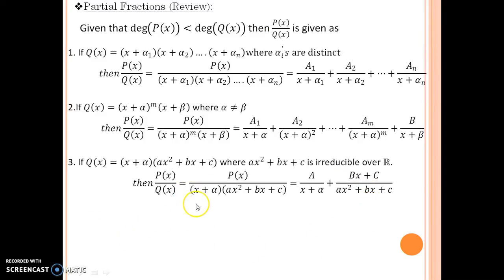Now let us move on to solving one problem using partial fractions. Let us consider this problem. We have to find the L inverse of (s plus 29) over (s plus 4) times (s square plus 9). So this is the question. We have to use the partial fraction method.